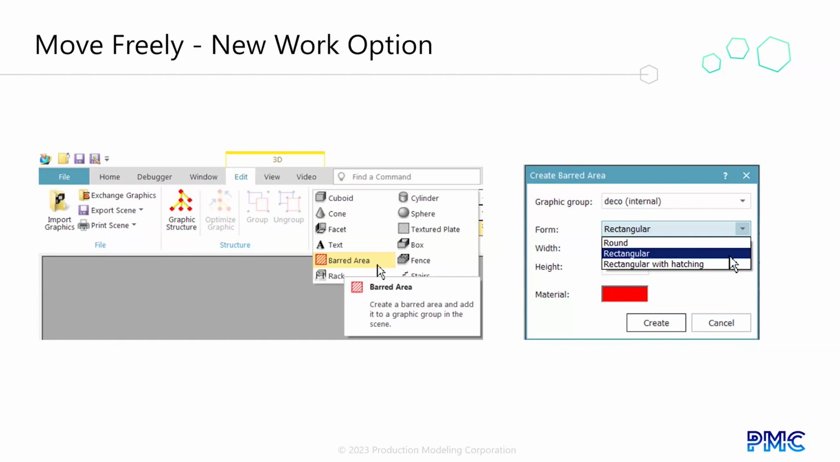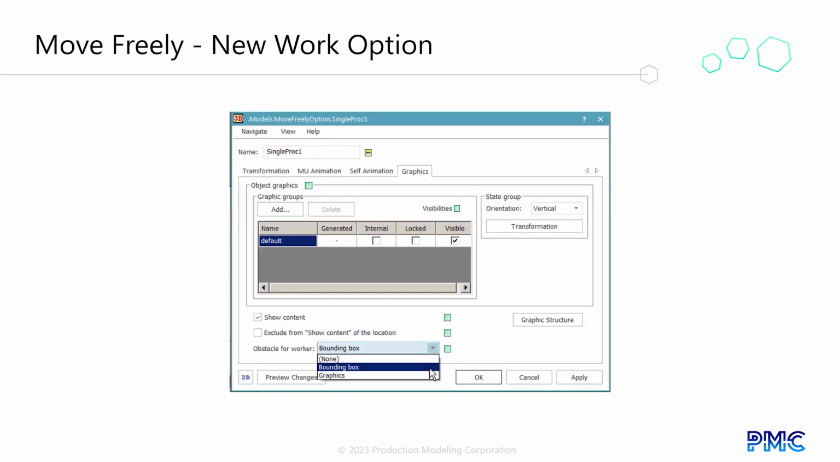The new barred area option on the 3D Edit tab of the ribbon bar lets you create an obstacle that is round, rectangular, or rectangular with hatching. Besides barred areas, any modeling object can be specified as an object in the Obstacle for Worker option in the Graphics tab of the Edit 3D Properties dialog. If none is specified, then the worker can walk right through the object instead of around it.